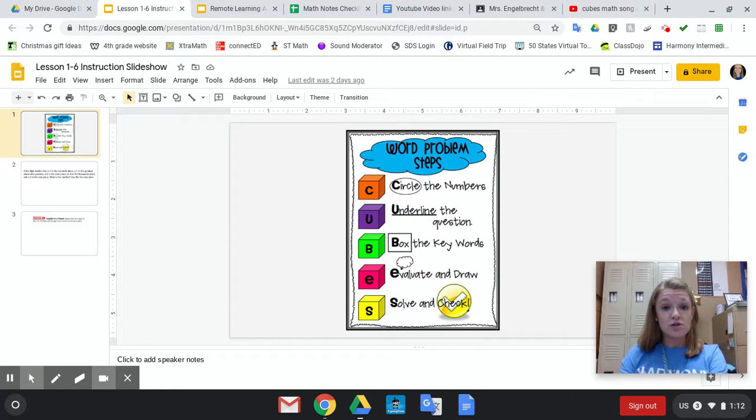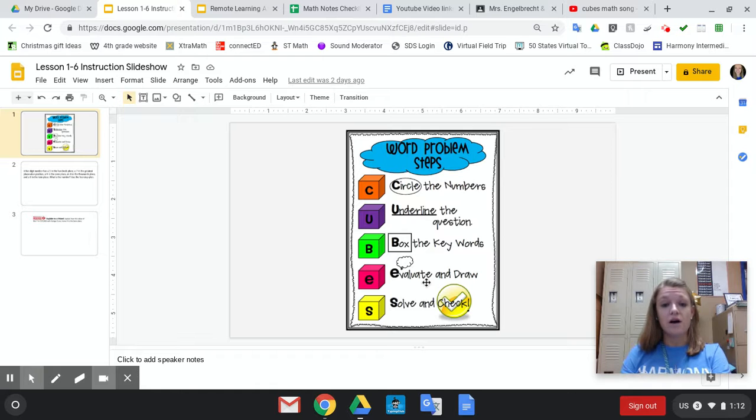I'm not actually going to show you notes to write today because this is it. So in your notes, you're going to put lesson 1-6 word problems, and you're going to write down CUBES and what those letters mean. So C means to circle the numbers. U means you're going to underline the question in the problem. B means you're going to box the keywords in the problem. E means you're going to evaluate what you need to do, maybe draw a picture to help you understand the problem. And then S means solve and check your work.